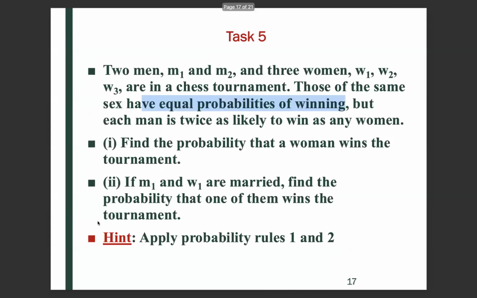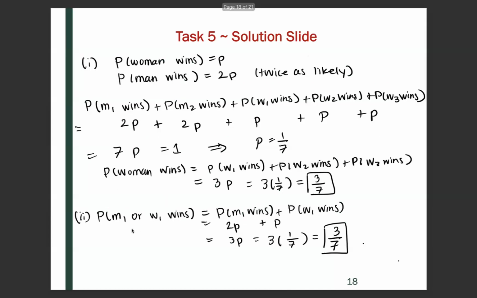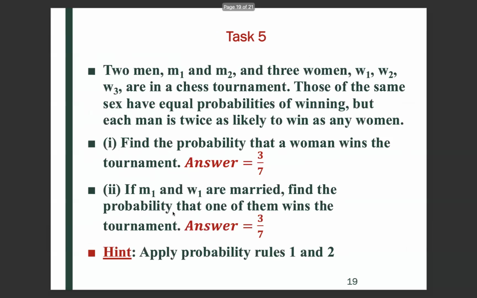And then part 2: if M1 and W1 are married, find the probability that one of them wins the tournament. The probability that M1 or W1 wins is the probability that M1 wins plus the probability that W1 wins. So here we have 2P plus P, which gives 3P. We know that P is 1 over 7, so 3 times 1 over 7 is 3 over 7. So for part 2, we also get 3 over 7.